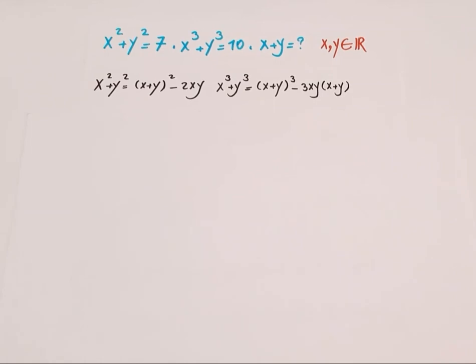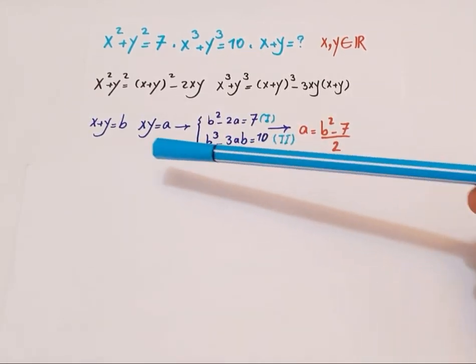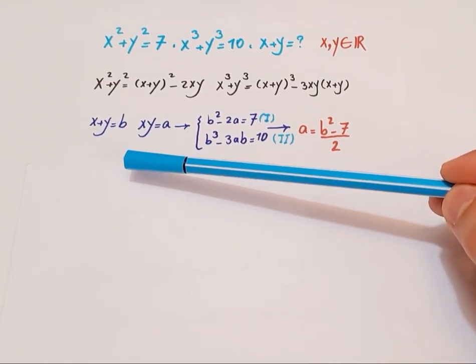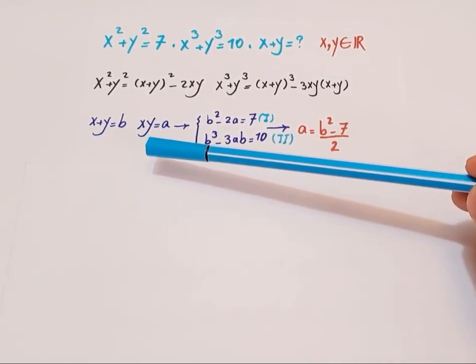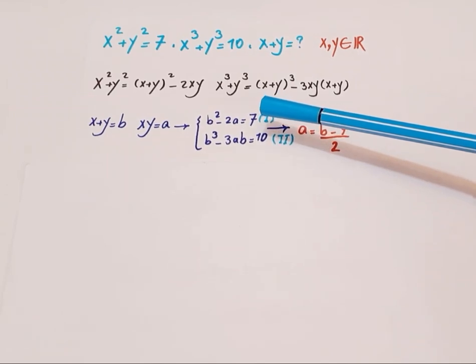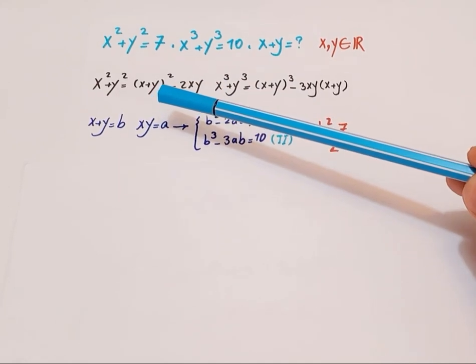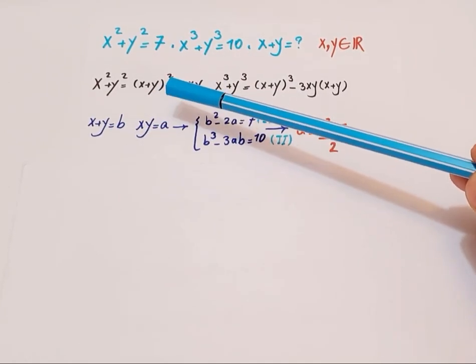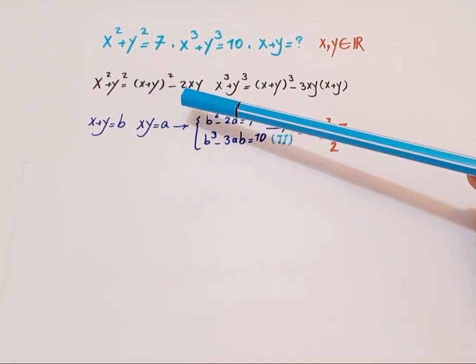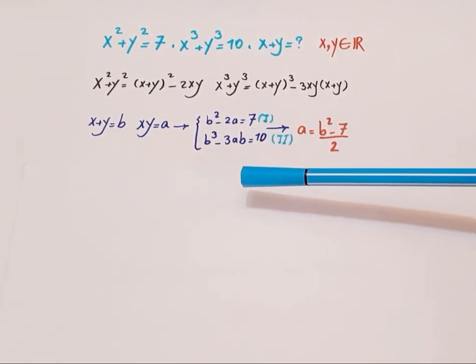Now I want to use a substitution for our equation, and it means I can write x plus y as b and xy as a. And now the first equation will be b squared minus 2a is equal to 7. Why? Because x plus y was equal to b, and we have b squared minus 2 times xy, and xy was a. That was equal to 7.